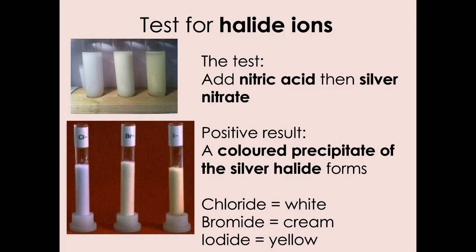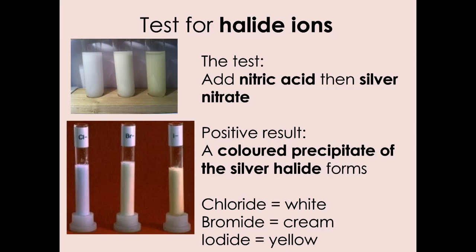The way I remember the order might not be helpful for you, but it works for me, is that if you look at those, they're in the order of the periodic table. So chlorine's at the top. Well, there's fluorine above it, but we don't worry about that for these tests. Then it's chlorine, bromine, iodine. So as you go down the periodic table, they get darker. So you've got white, and then it gets slightly darker because it's cream, and then it gets even darker because it's yellow. So it gets darker as you go down the group.